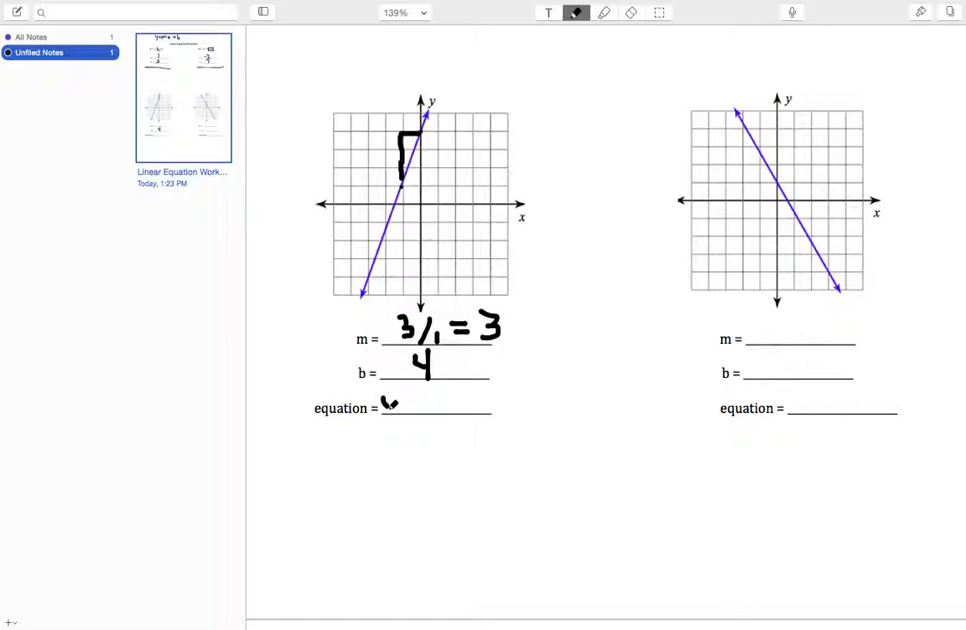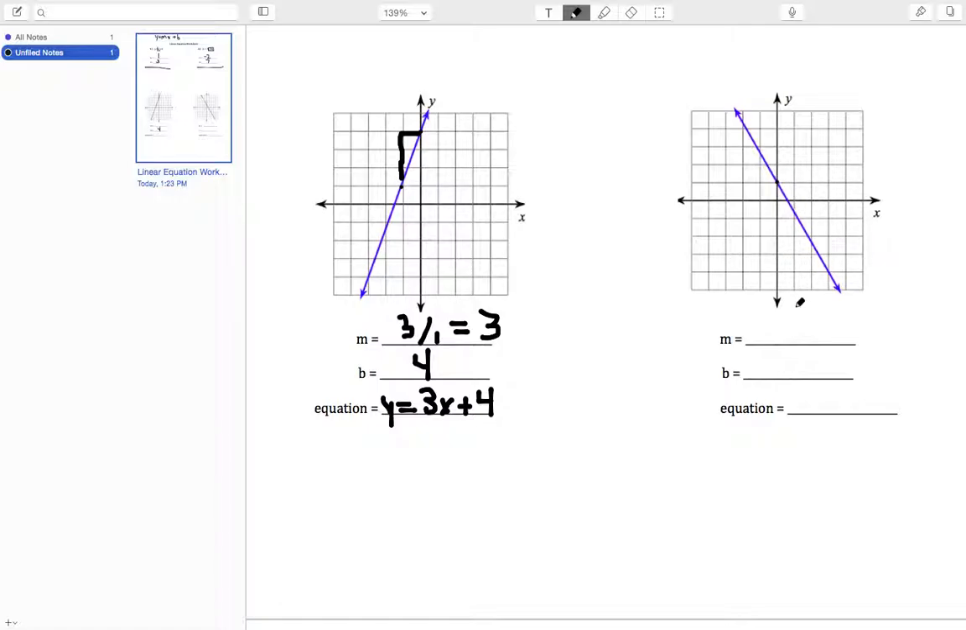When you write your equation, you always put your y equals 3x, always your slope first, and then your y-intercept. Okay, let's do the next one.